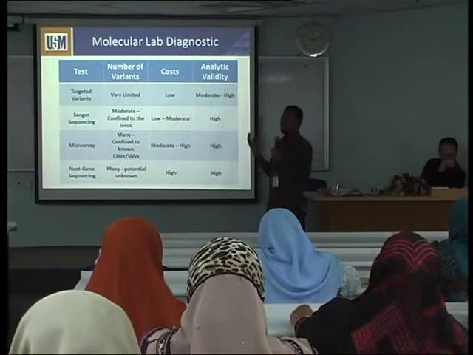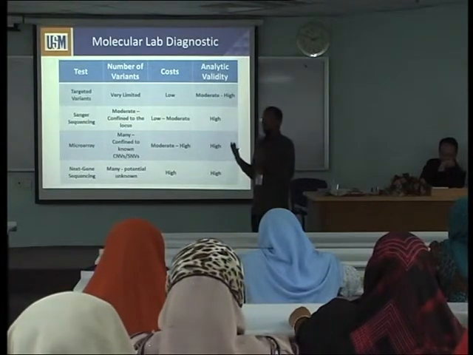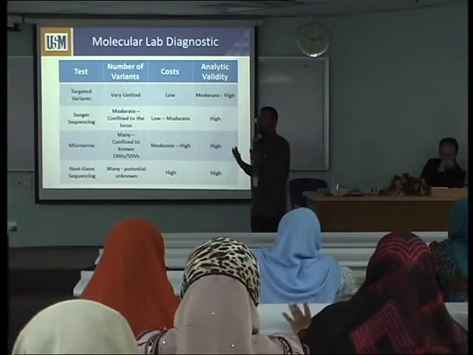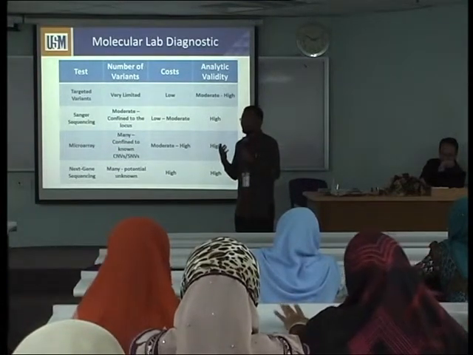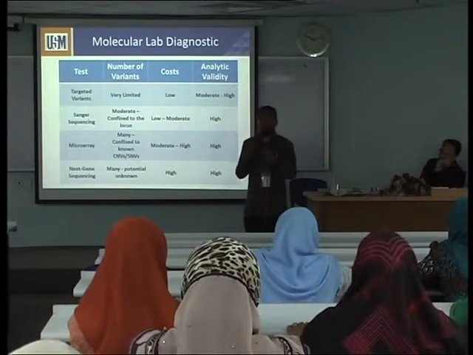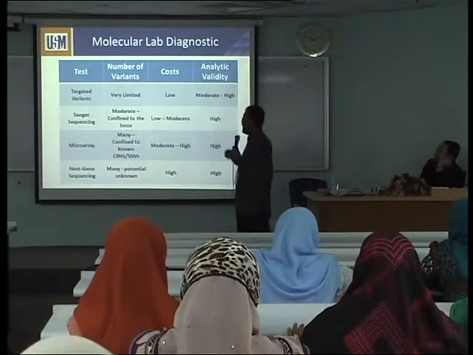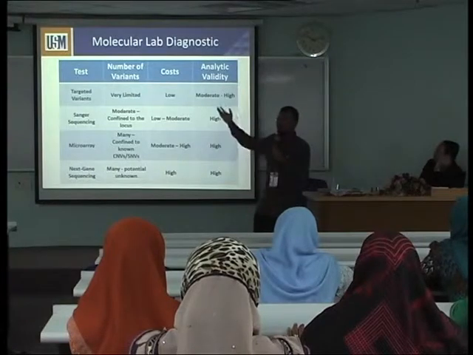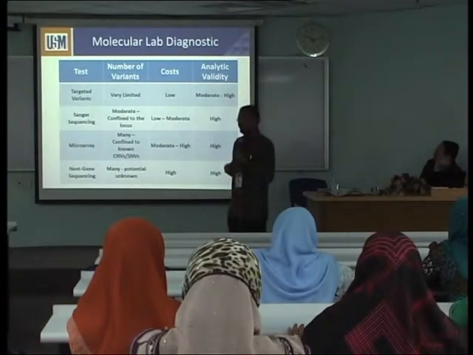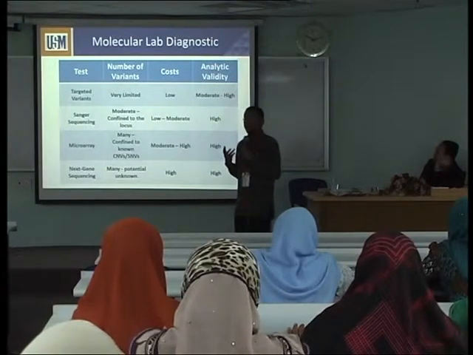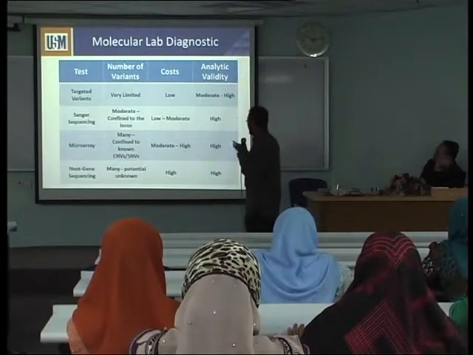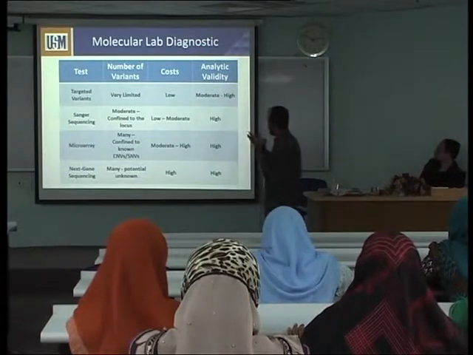That depends mostly on what you want to identify. For spinal muscular atrophy, we know that 95% of patients have that particular mutation, so we prefer targeted variant detection. We aim to target that particular mutation, which covers all 95% of the patients. And then we have Sanger sequencing, microarray, and next-gen sequencing.